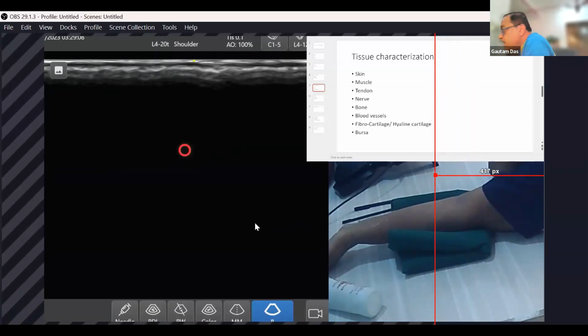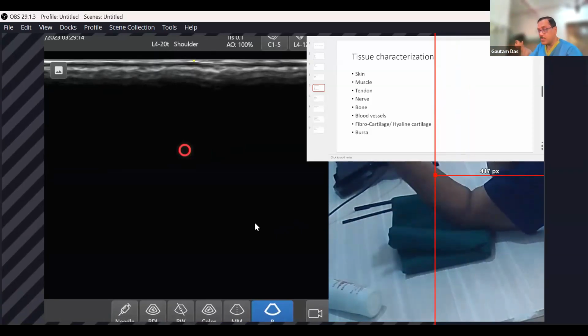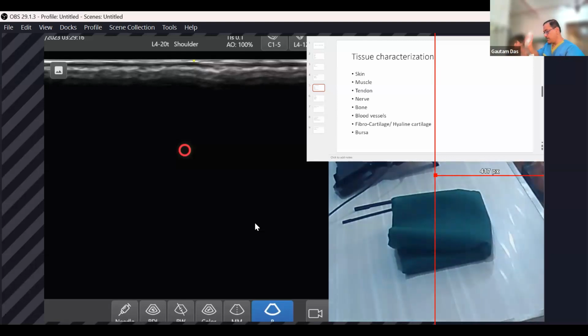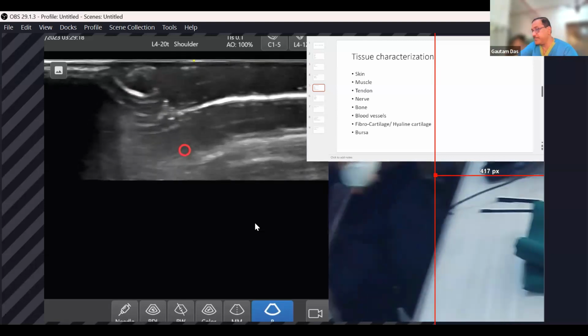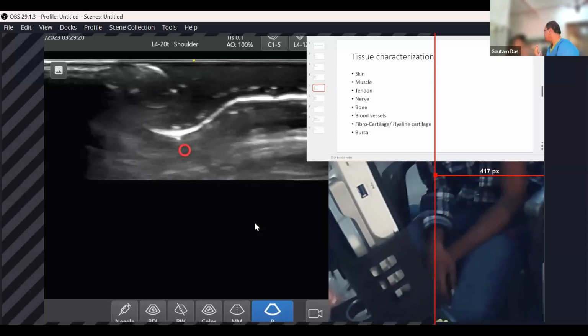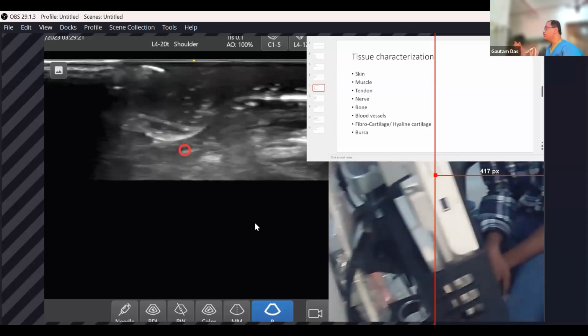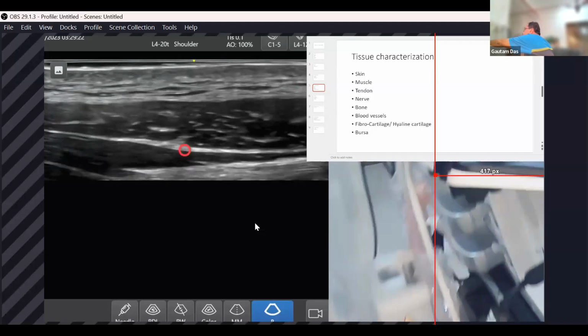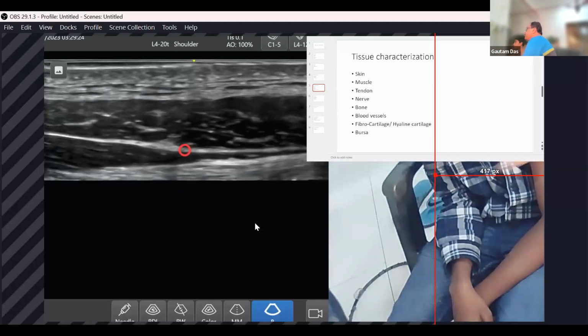be looking. So here Suspa, can you hold the camera towards this volunteer? So this is another volunteer. So I'm holding the probe here for the shoulder from the posterior aspect.